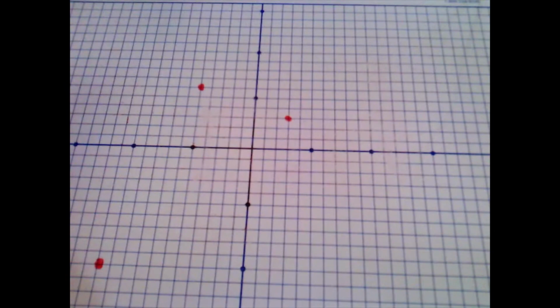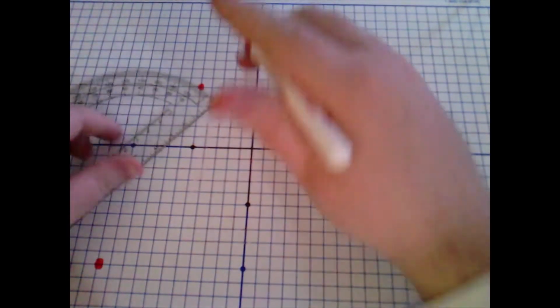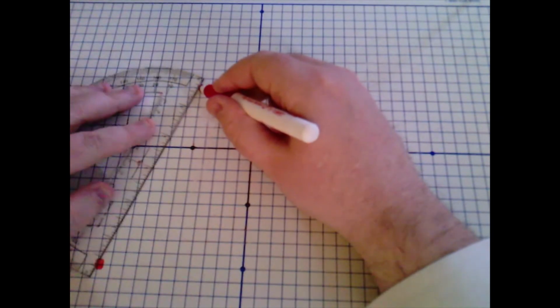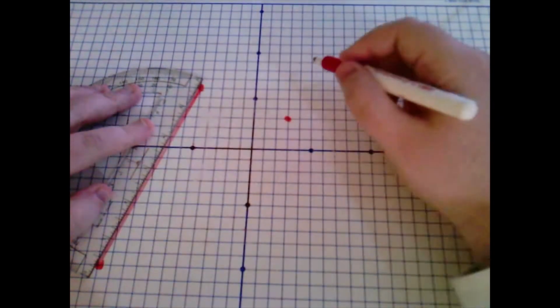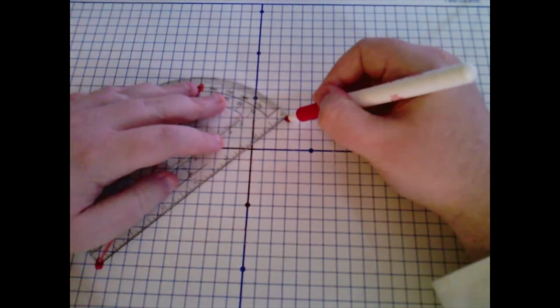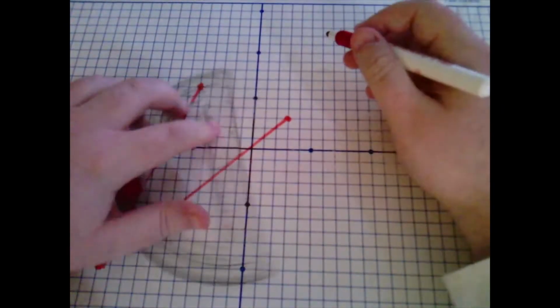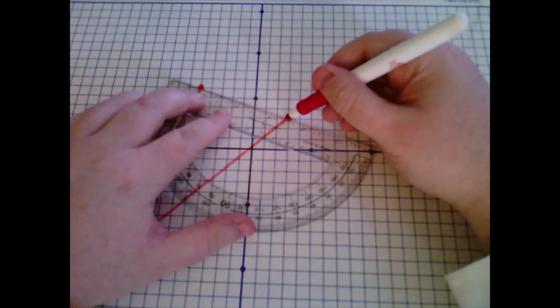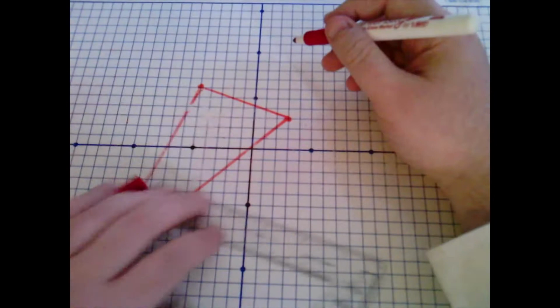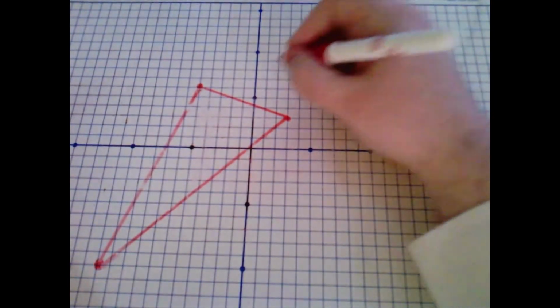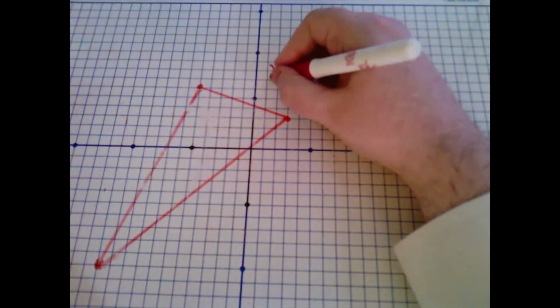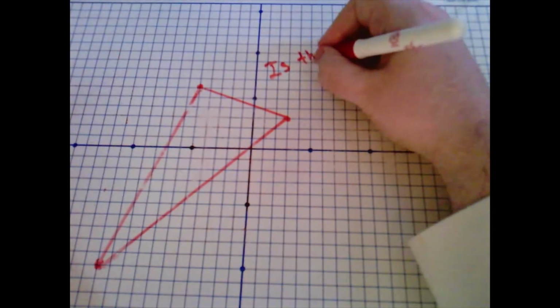Do we have a triangle? Well, it certainly looks that way. Let's see what we got. Good. So we definitely have a triangle here. Now the question is, is it a right triangle? Is this right?